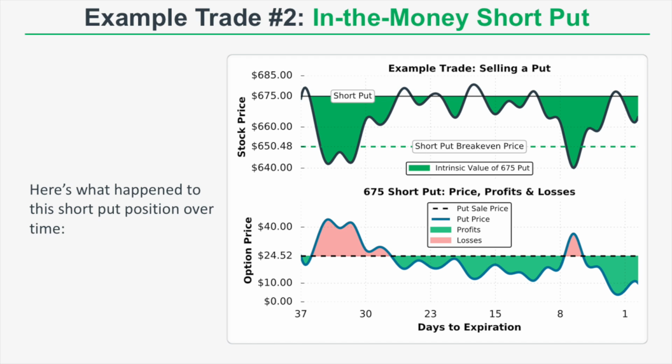Now in this case, since the short put was in the money at expiration, it's important to note that it would have expired to plus 100 shares of stock. So if this short put holder actually held this put through expiration, they would have purchased 100 shares of stock at the short put strike price of $675 per share.